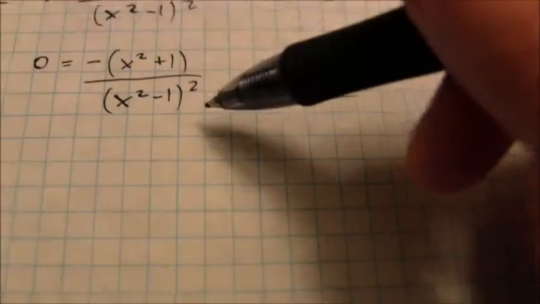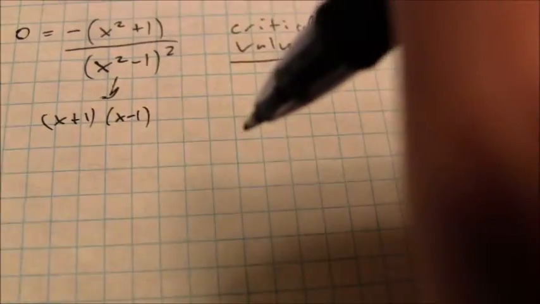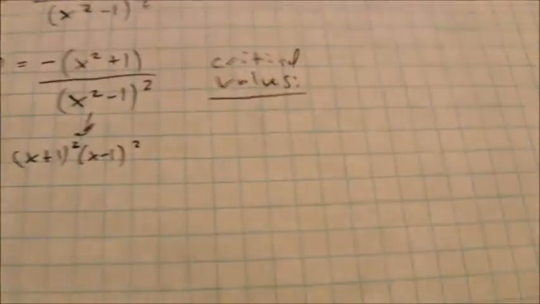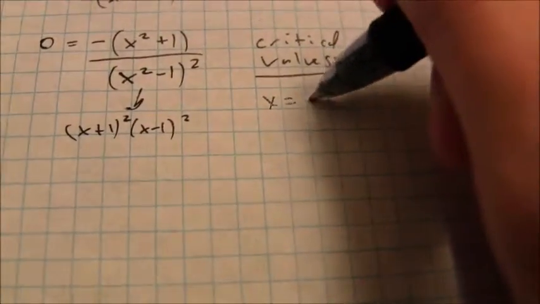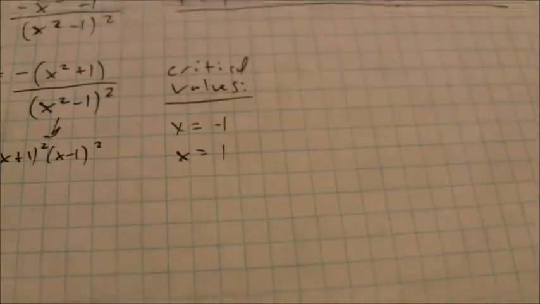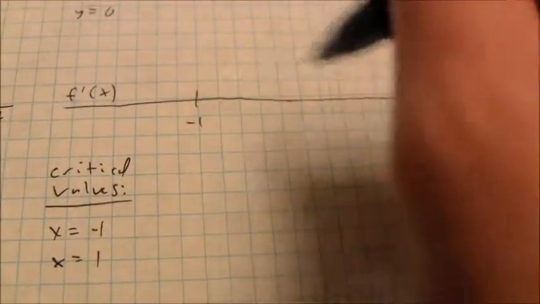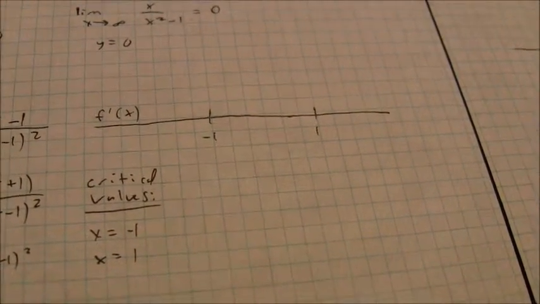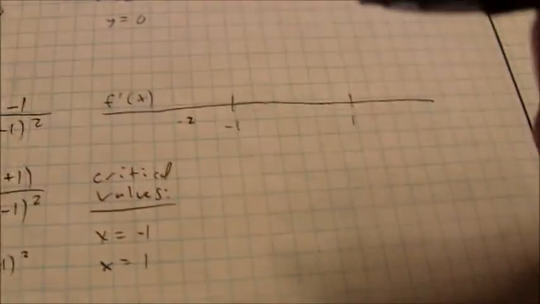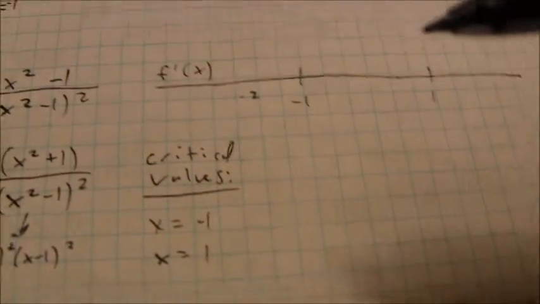However, I do have an undefined derivative because this denominator factors as the quantity x plus 1 times quantity x minus 1, both of those being squared. And so x cannot equal negative 1 or positive 1. So once again, I need to consider those values. So when I make my table here, I'm going to look at negative 1 and I'm going to look at positive 1. And if I substitute into my equation, for example, I could pick a number like negative 2 and substitute it back into f prime.